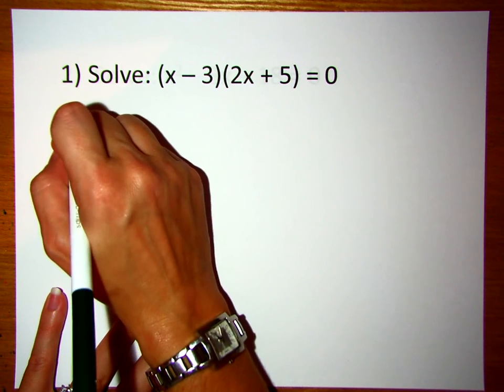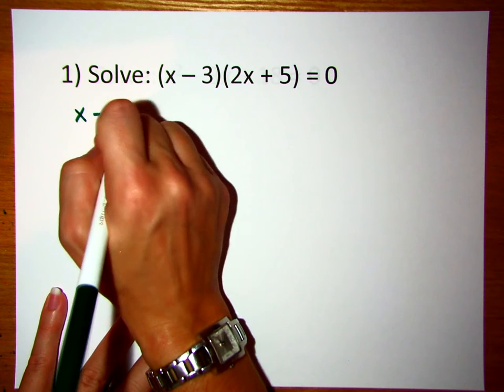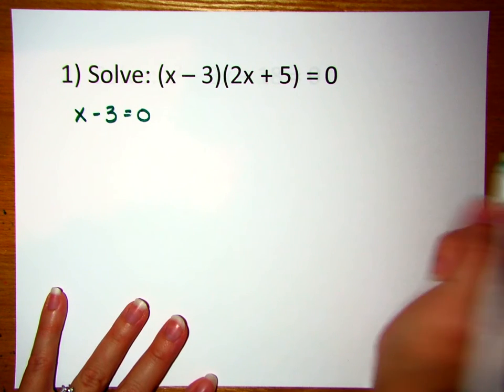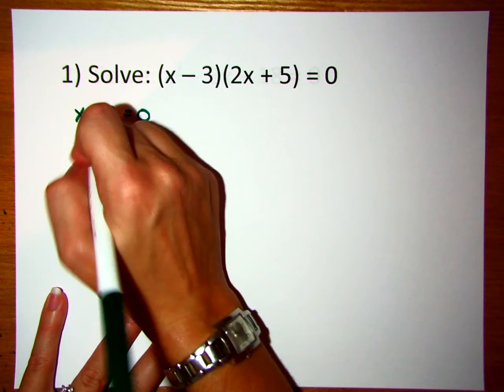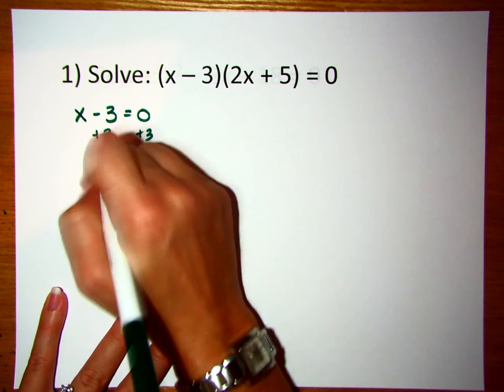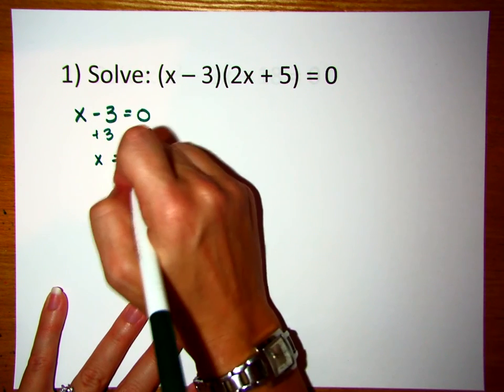So we take this and break it into two separate equations. To find out what x is, we're going to do the inverse operations. The opposite of subtracting 3 means we would add 3 to both sides, and so x would equal 0 plus 3, which is 3.